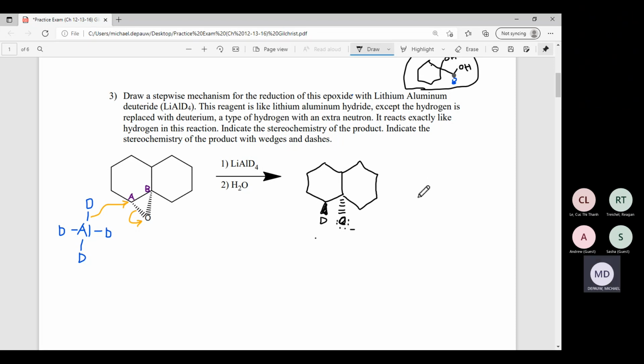Now, the only other step here is the step for part 2. I mean, this is actually a concerted step mechanism, except for the fact that I also have to do a little protonation. This is actually a pretty easy mechanism to draw. So in that case, all I have to do is protonate this with the water that comes in step 2. The water will also neutralize your lithium aluminum hydride.